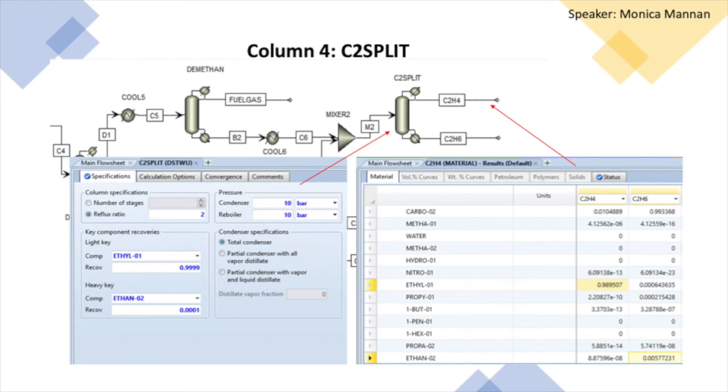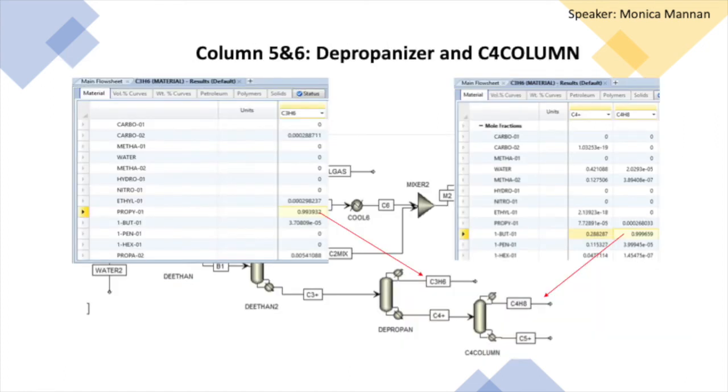In this column, ethylene was specified as the light key and was obtained as the distillate product with a purity of 98.9%. Next is the Depropanizer, which operates at 18 bar and uses a reflux ratio of 2. In this column, propylene was specified as the light key and was separated as the distillate product with a purity of 99.4%. The bottom stream of this column was composed of heavier olefins, where butane was the most abundant one. Therefore, we decided to separate this as the last olefin, and we obtained it with a purity of 99.9% by specifying it as the light key in the C4 column.